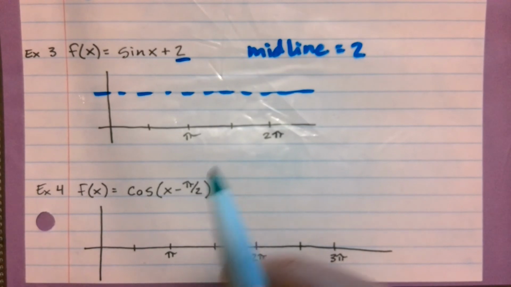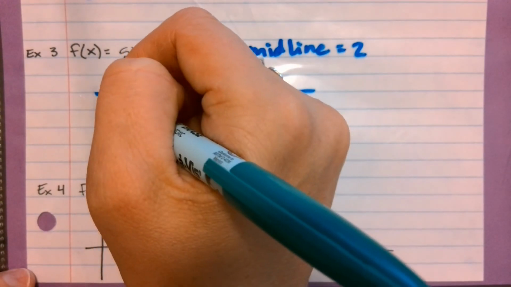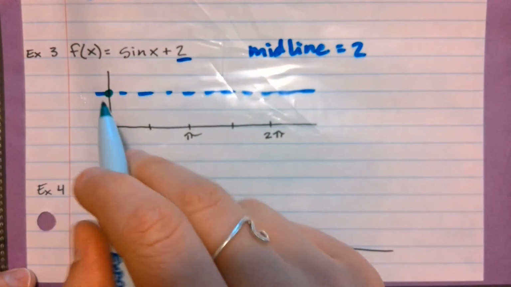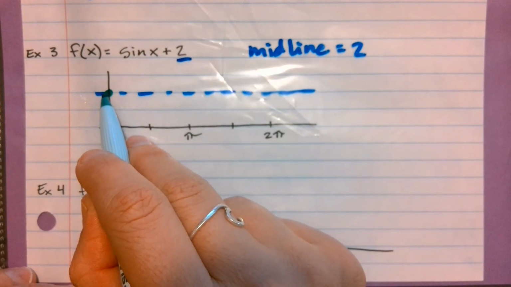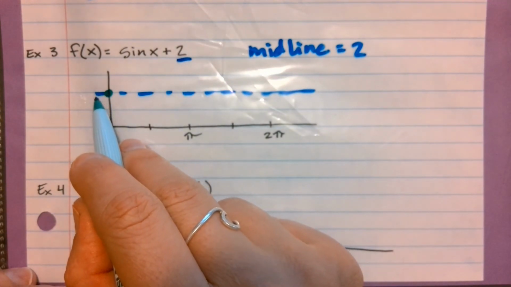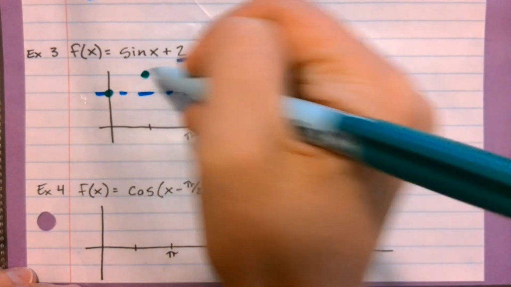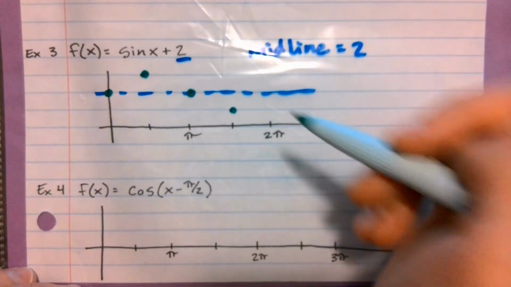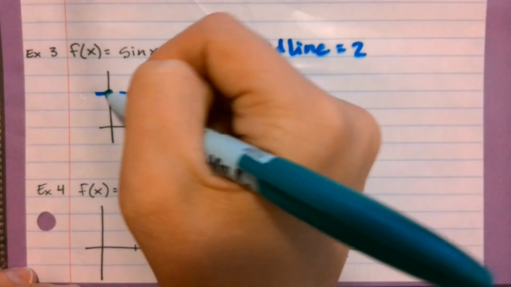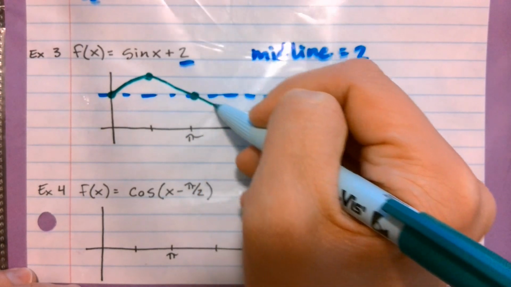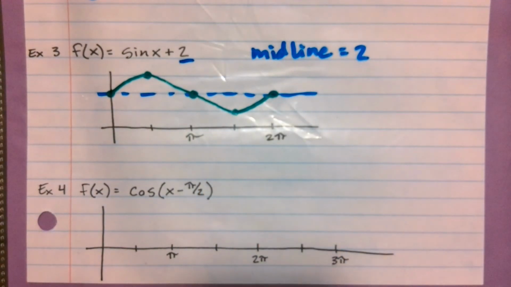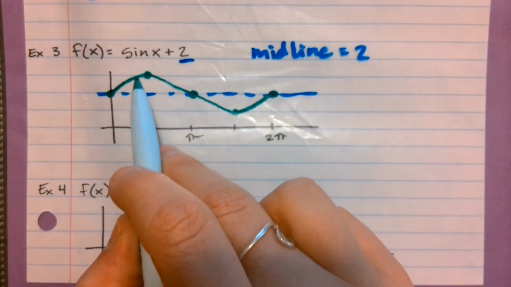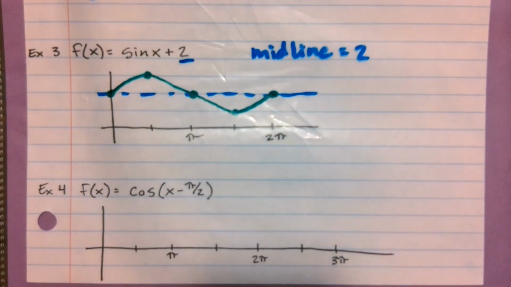parent function. My frequency is normal, so I'm just going to be drawing in my sine from here, where I've got it starting at 0, and then it going up to 1, back to 0, below it 1, and then back to 0. So I guess instead of thinking about it going up to 1 and down to -1, you're thinking 1 above the midline, 1 below the midline. So that way our function hasn't changed in its shape, but it has shifted up 2.